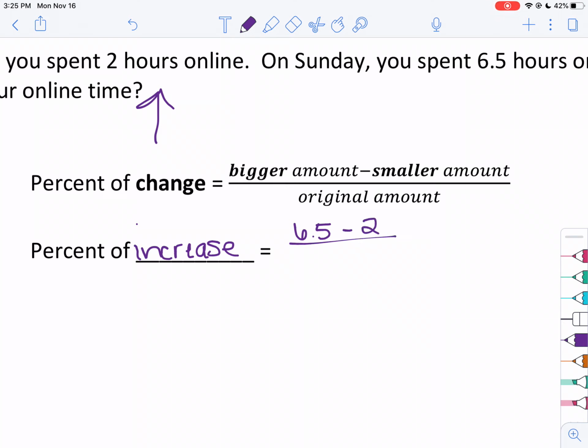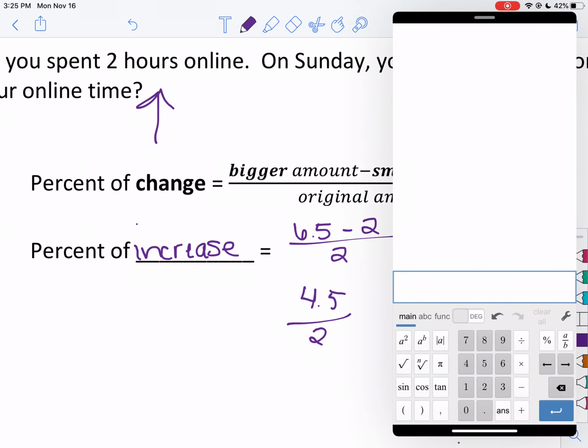And in this one, our original amount was 2. So original always is what you start with. So it's not always the smaller number, it's the number that you started with. So 6.5 minus 2 is 4.5. And then we're doing 4.5 divided by 2. We can use a calculator, so 2.25.